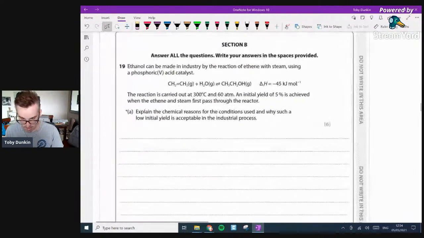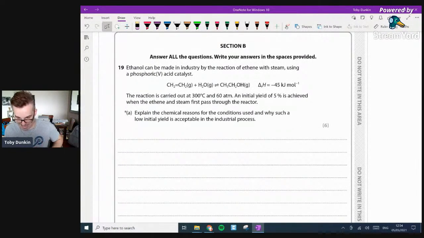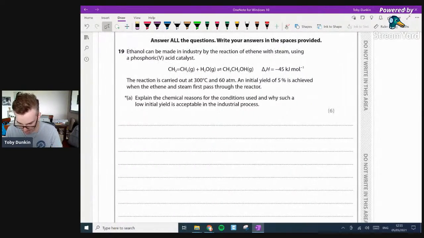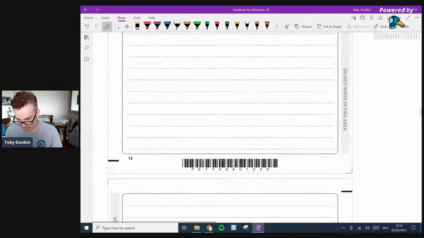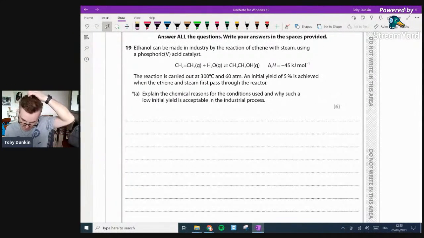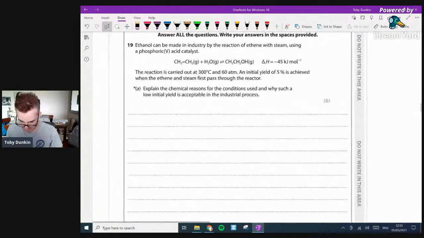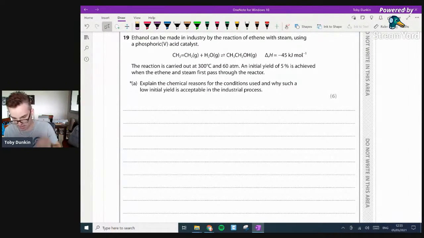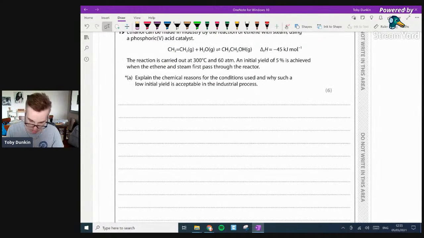Ethanol can be made in industry by the reaction of ethene and steam using phosphoric acid catalyst. Oh my God, 6 marks. The reaction is carried out at 300 Celsius, 60 atmospheres. The initial yield is 5% achieved when the ethene first passes through the reactor. Explain the chemical reasons for the conditions used and why such a low yield is acceptable in this industrial process. Right, we're running COFSI all the way through.